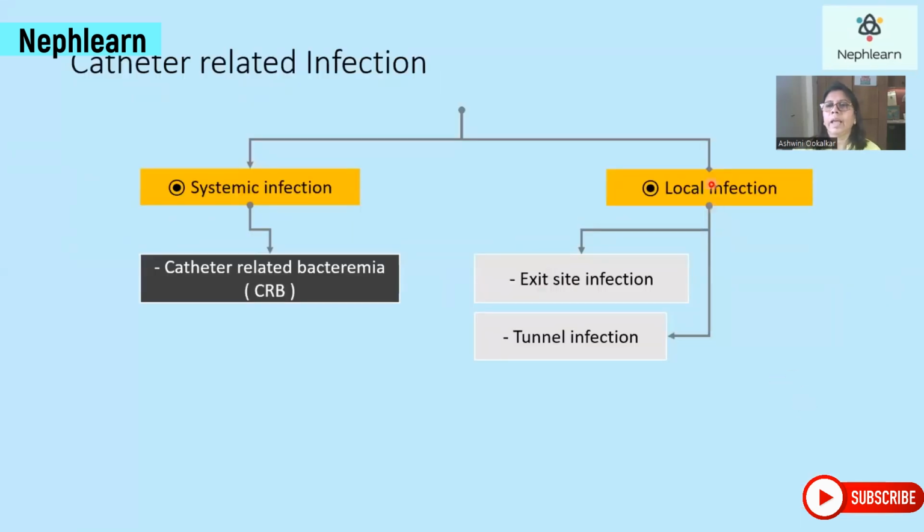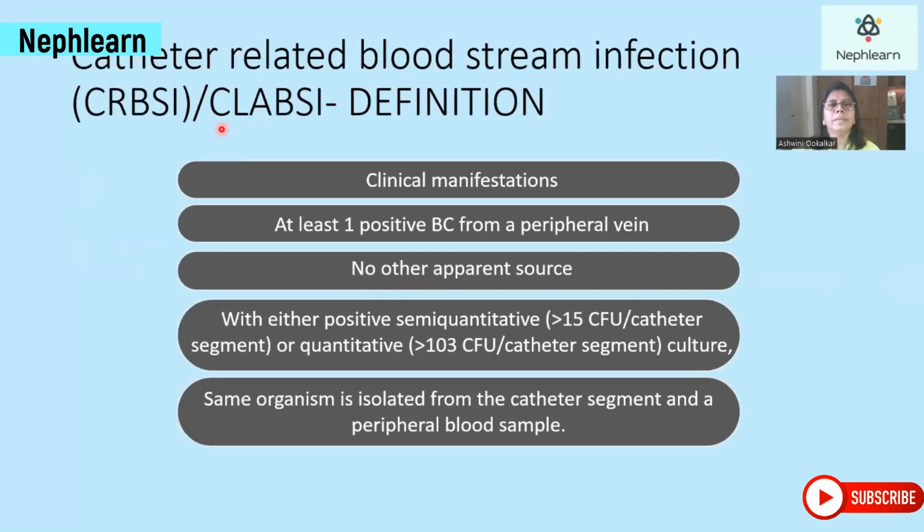So as we have seen, the catheter infection may be local, either an exit site or tunnel infection, or it may be a systemic infection, in which case it is called catheter-related bacteremia or central line associated bacteremia. So what is the exact definition of catheter-related bloodstream infection? First of all, the patient must have clinical manifestations such as fever, redness, swelling, pus maybe. There must be at least one positive blood culture from a peripheral vein, and the patient must not have any other source of infection which is apparent. And then the same organism is isolated from the catheter segment and from the peripheral blood sample.